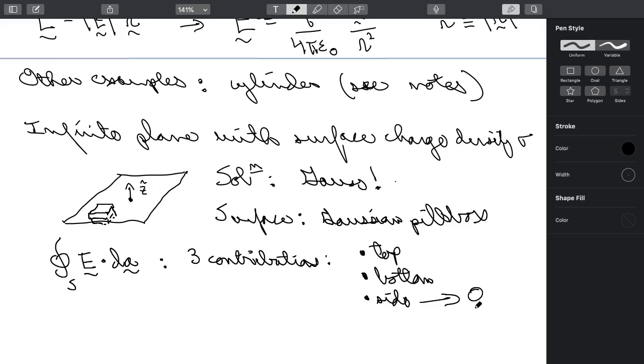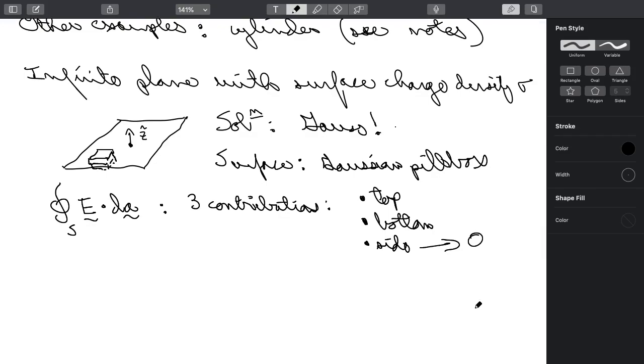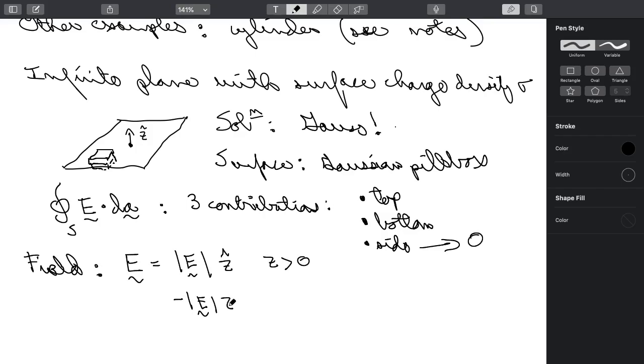Now the problem, of course, also has a kind of inversion symmetry. There's no top or bottom. I can just rotate the thing, and the field, if it's of a certain value above, below it should just be minus the same thing, so that I preserve this inversion symmetry. So the field by symmetry must just be a field in the z direction. It must be equal to some value E in the positive direction for z greater than 0, and it just has to be minus the same thing for z less than 0.